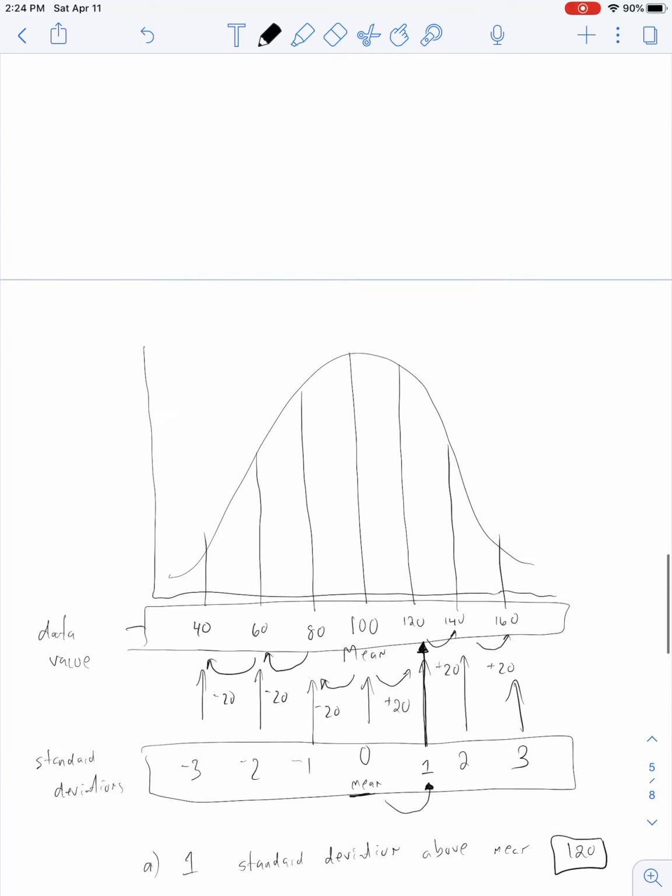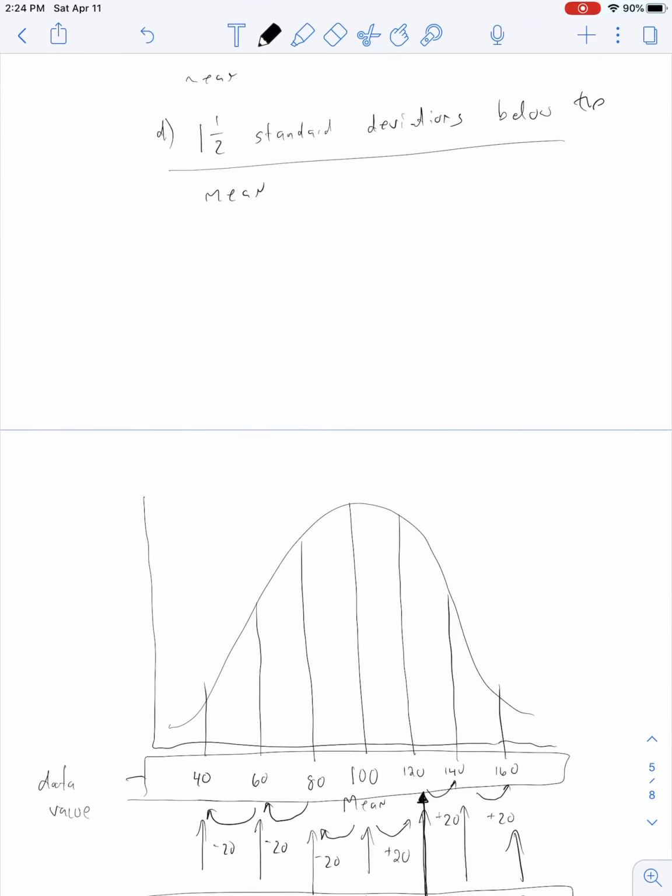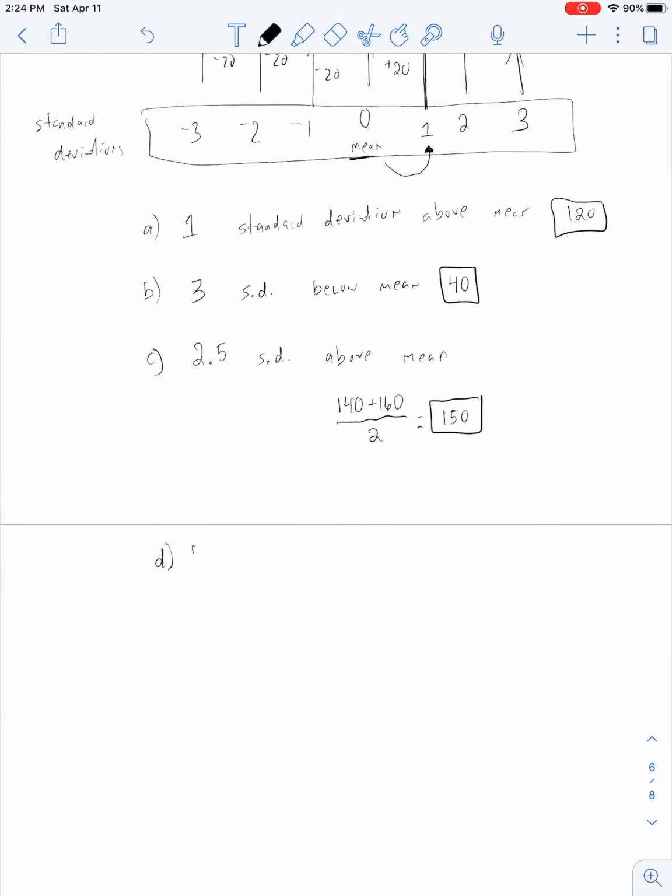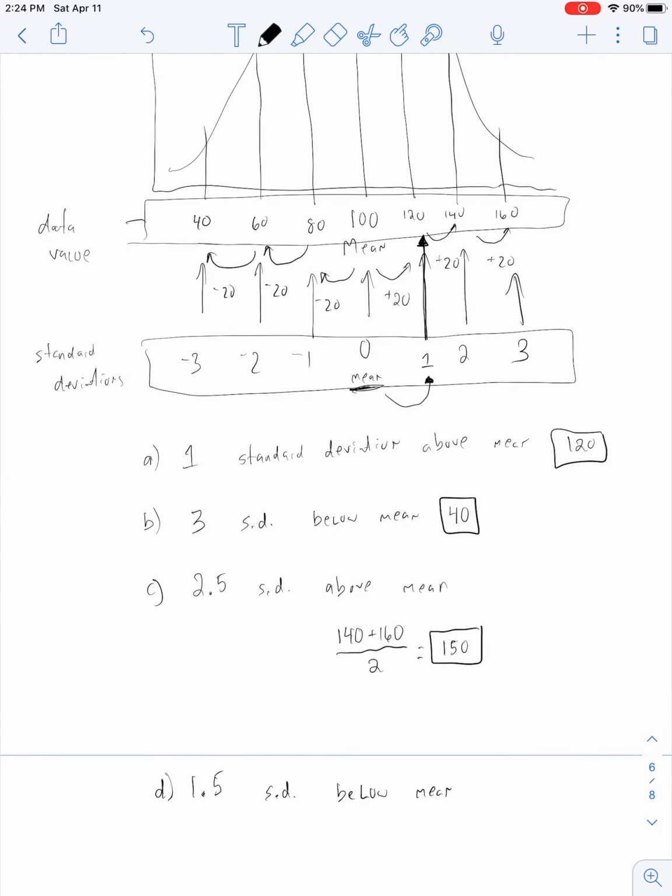And then part D, 1.5 standard deviations below the mean. Once again, here's our mean. We go to the left, -1, to the left, -2. We see we have an 80, we see we have a 60. We're going to do the same thing because 1.5 is in between these two. So add them up, divide by 2.